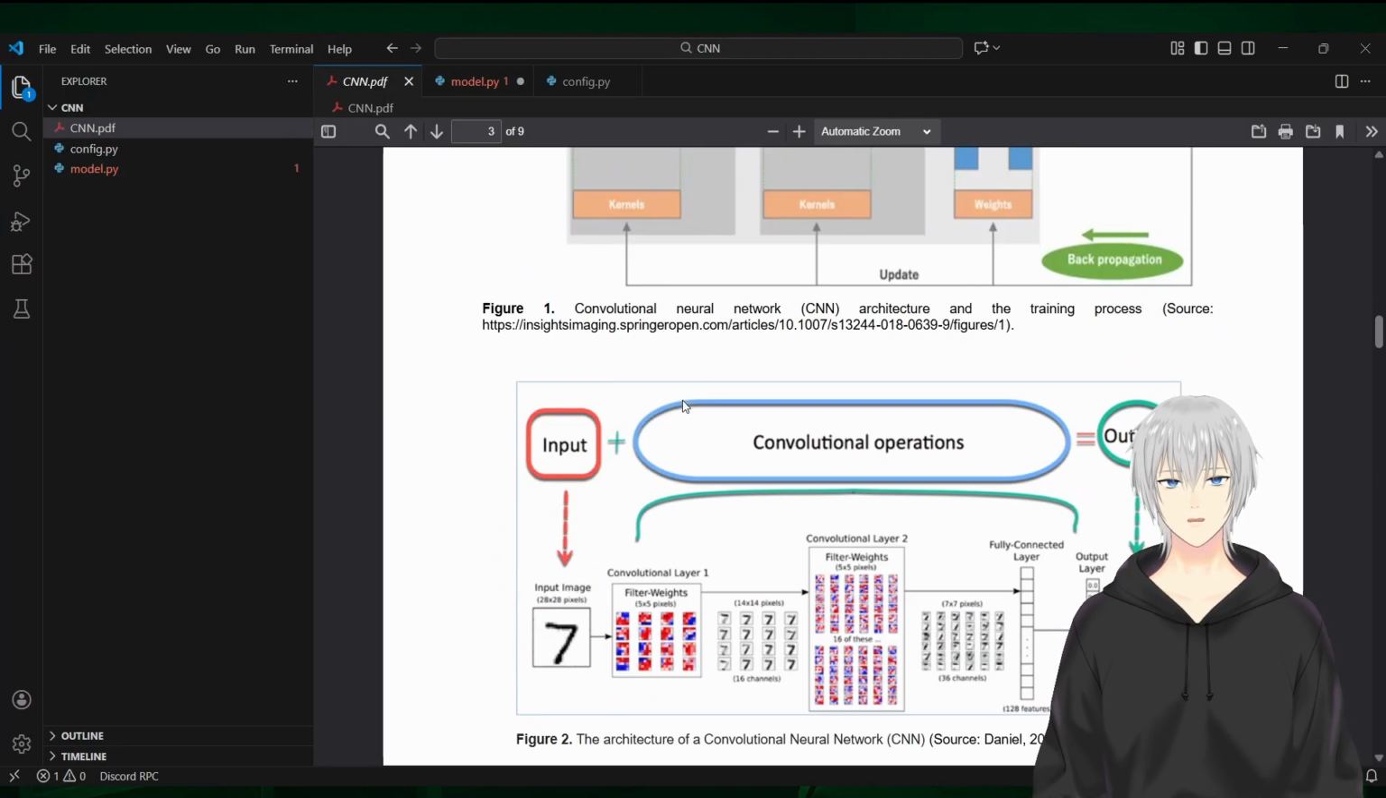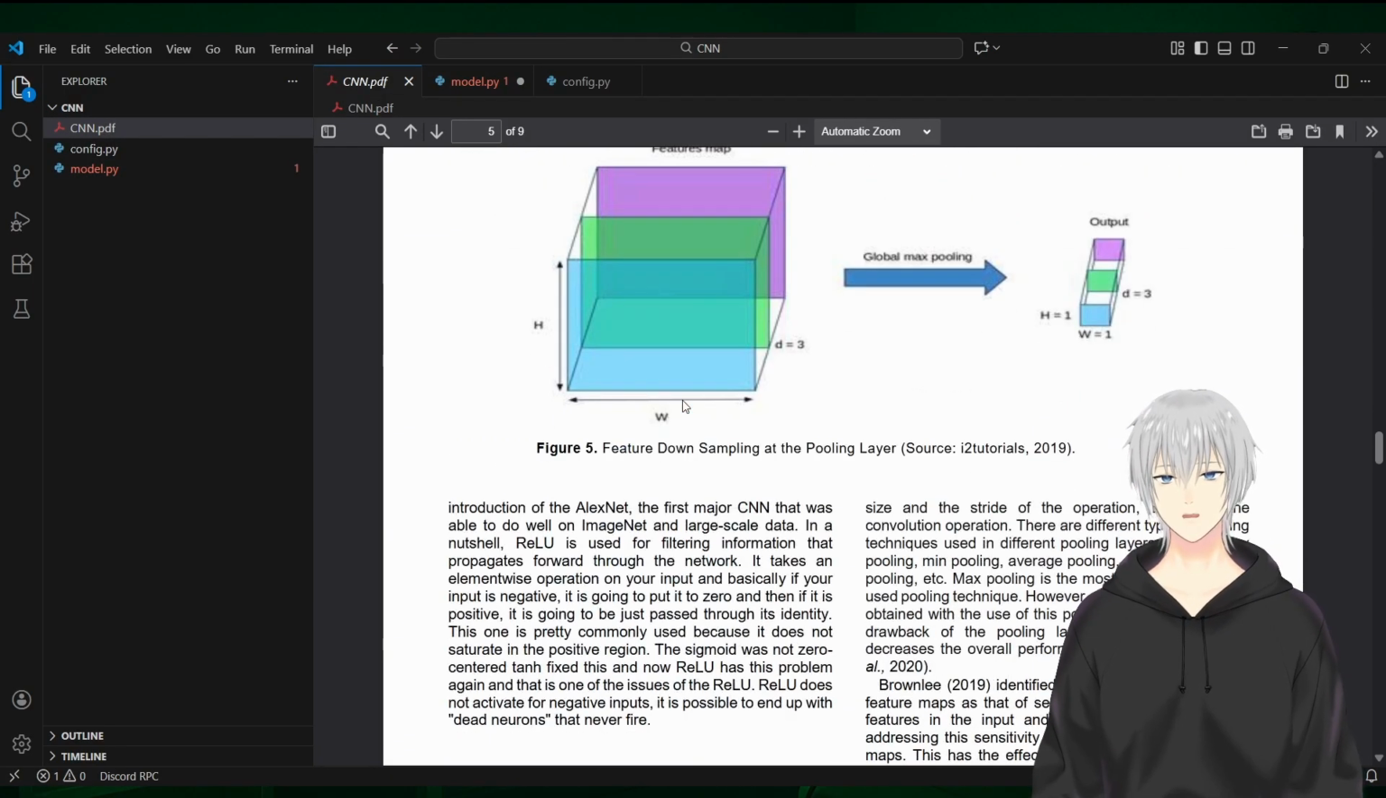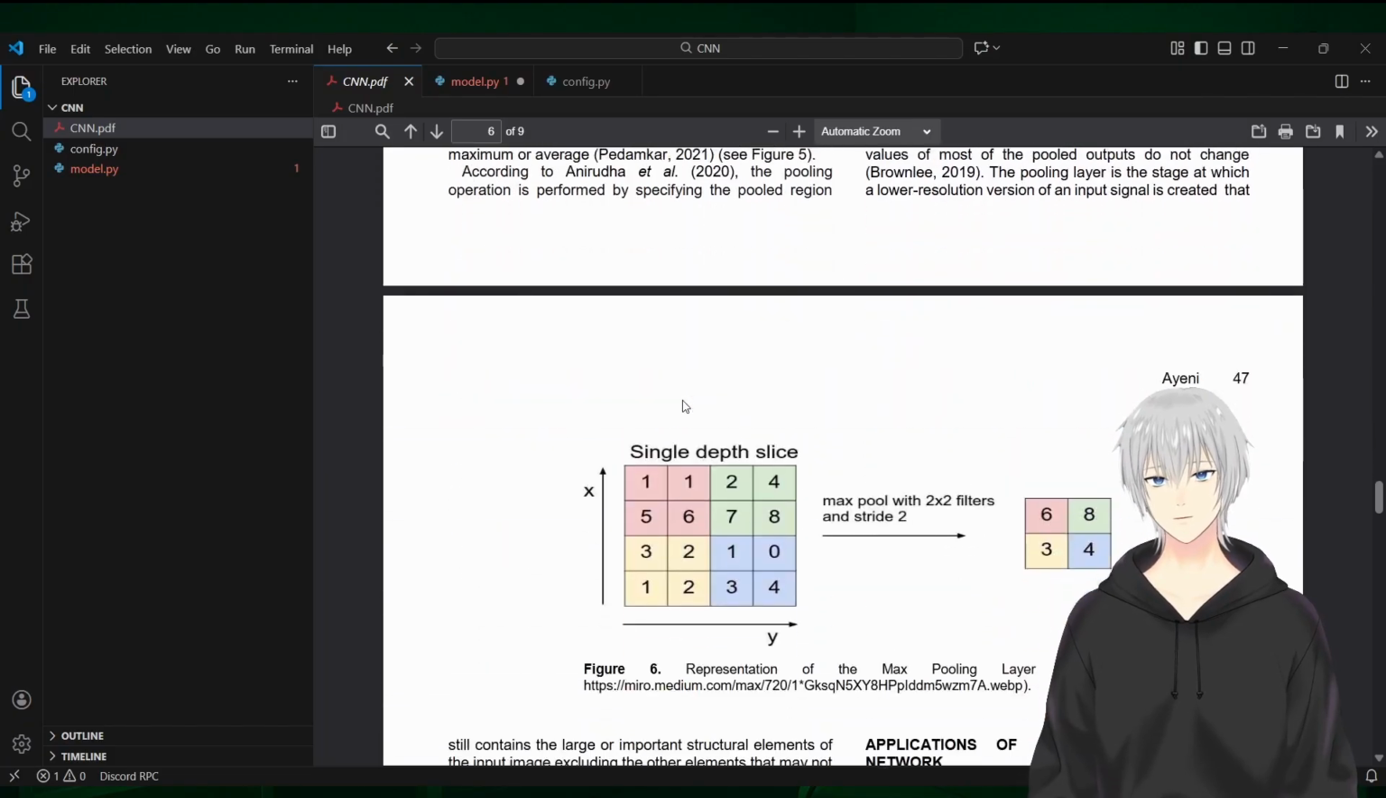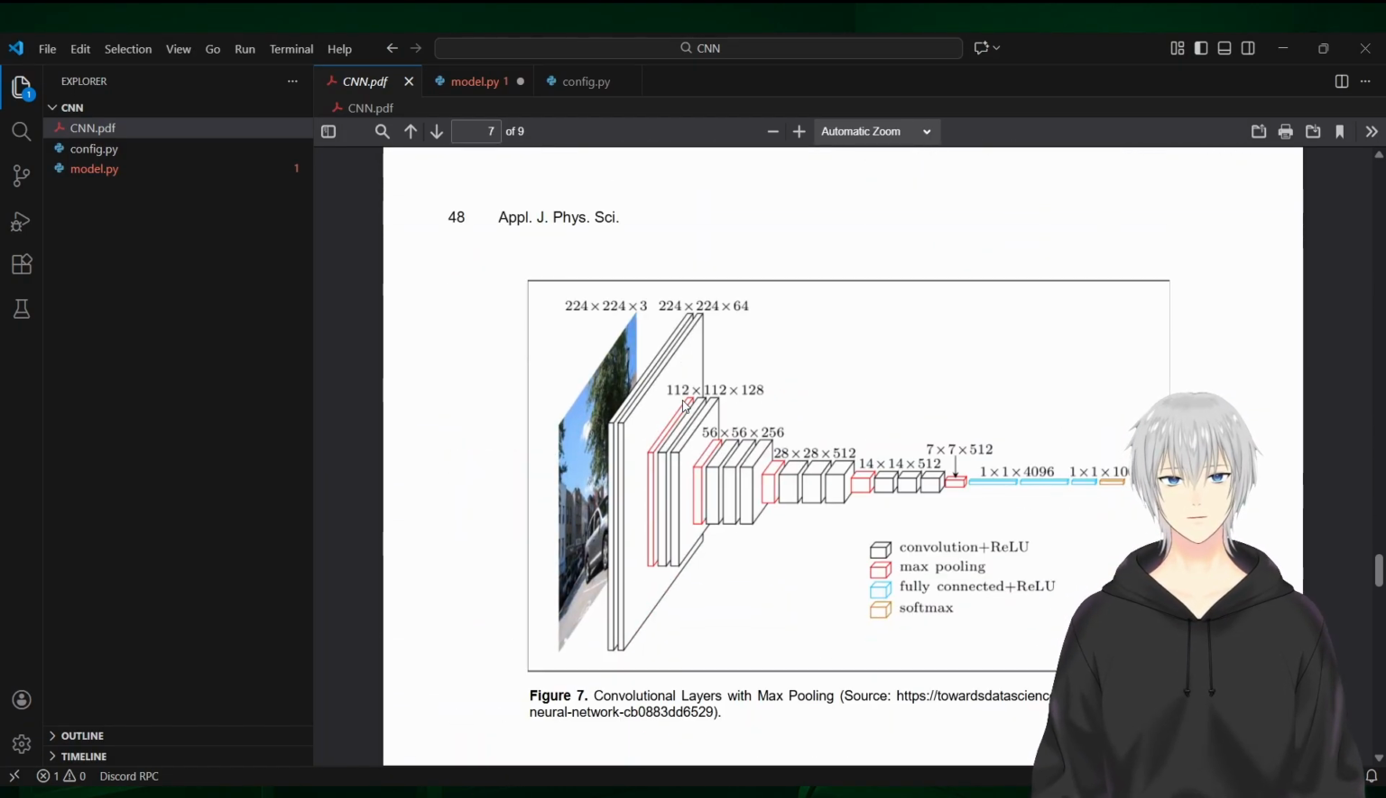Or maybe I could use the lower one. Where's the other image? Yeah, there we go.